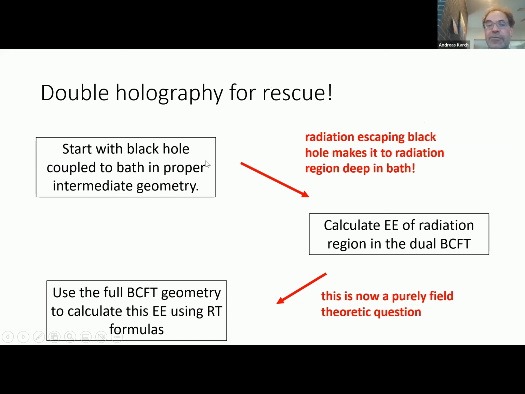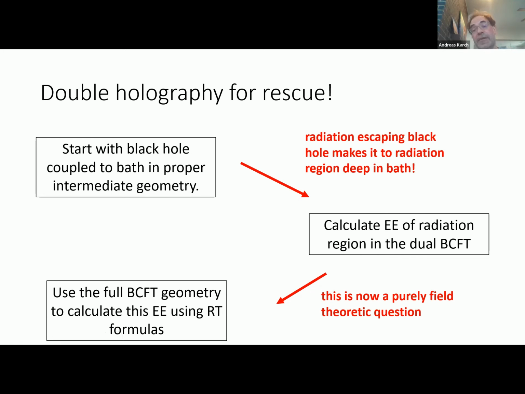You take this wedge dual, or like, you know, the dual only to the 3D CFT, you put a black hole in there, and you just say, wouldn't it be nice if I could calculate entanglement entropies for this black hole using some quantum extremal surface prescription and stuff? And you go ahead and say, I have a dual for this. I can translate statements about radiation in this picture in terms of a field theory calculation in the BCFT, right? Where I use the same words as before, the radiation escaping the black hole makes it to this radiation region deep inside the bath. So all I really want to do is calculate the entanglement entropy of the radiation region in the dual BCFT. Then you say, oh, now I have a field theory question.